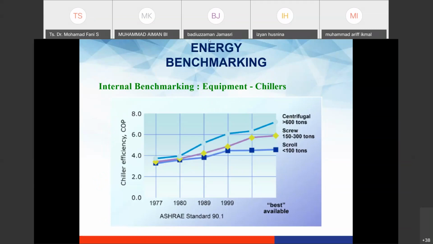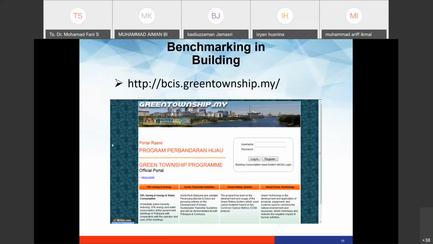Internal benchmarking, for example here, the comparison between types of chiller. Okay, this one is an example. You can go to this website to see the benchmarking or to have the guideline for any related program and the green program from the Malaysia Green Technology Corporation.